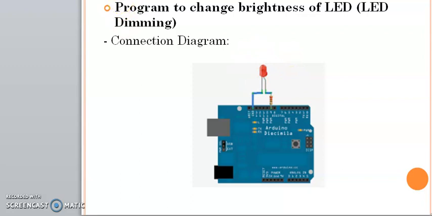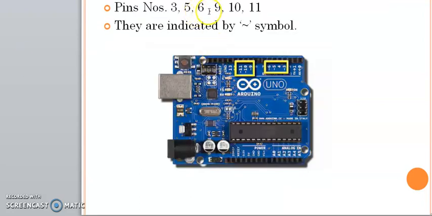The similar setup is going to be developed in Proteus, and we are going to develop an Arduino code for the same setup, because to operate on PWM wave, you need to connect your output device to either pin number 3, 5, 6, 9, 10 or 11. So here pin number 9 is chosen.